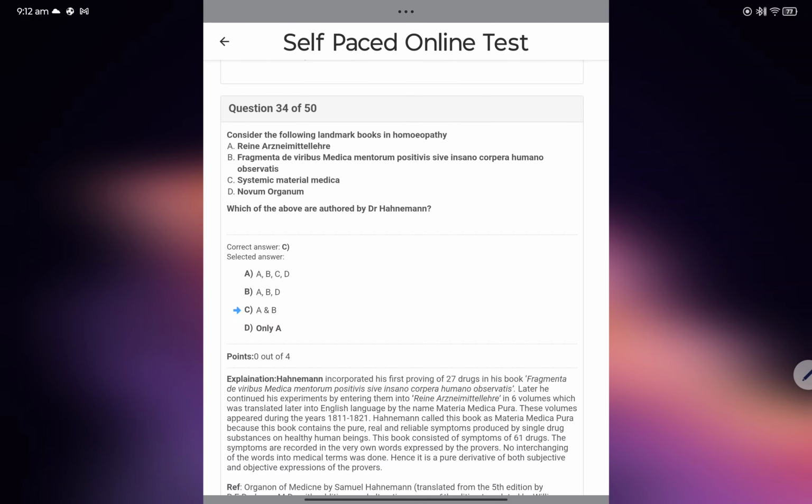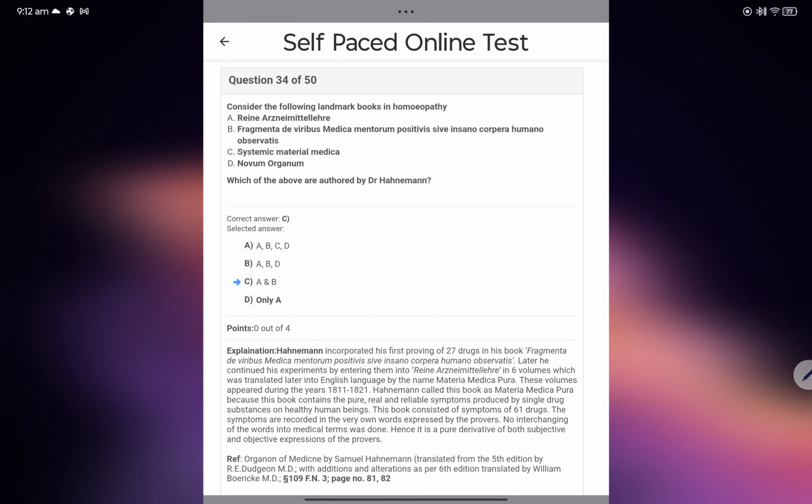Okay, next question. Consider the following landmark books in homeopathy. Which of the above are authored by Dr. Hahnemann? Landmark books authored by Dr. Hahnemann are Reine Arzneimittellehre, written by Dr. Hahnemann, and Fragmenta de Viribus Medicamentorum Positivis Sive in Sano Corpore Humano Observatis. This is also written by Dr. Hahnemann.